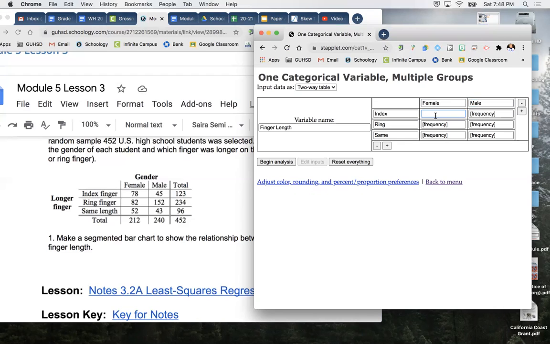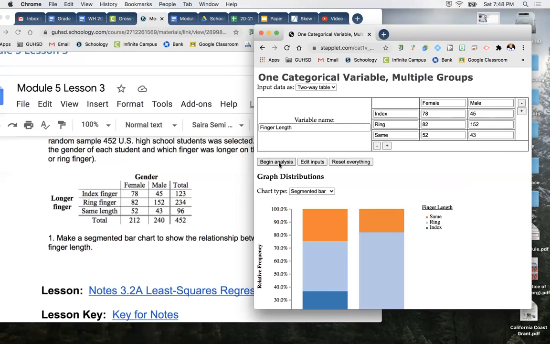Now I'm going to put in the frequencies. We had 78 females that said they had the longest index, 82 females ring finger, and 52 that had the same length. Then we have our male data. We have 45 that said index finger, 152 that said ring finger, and 43 that had the same length. So now I'm going to hit begin analysis.